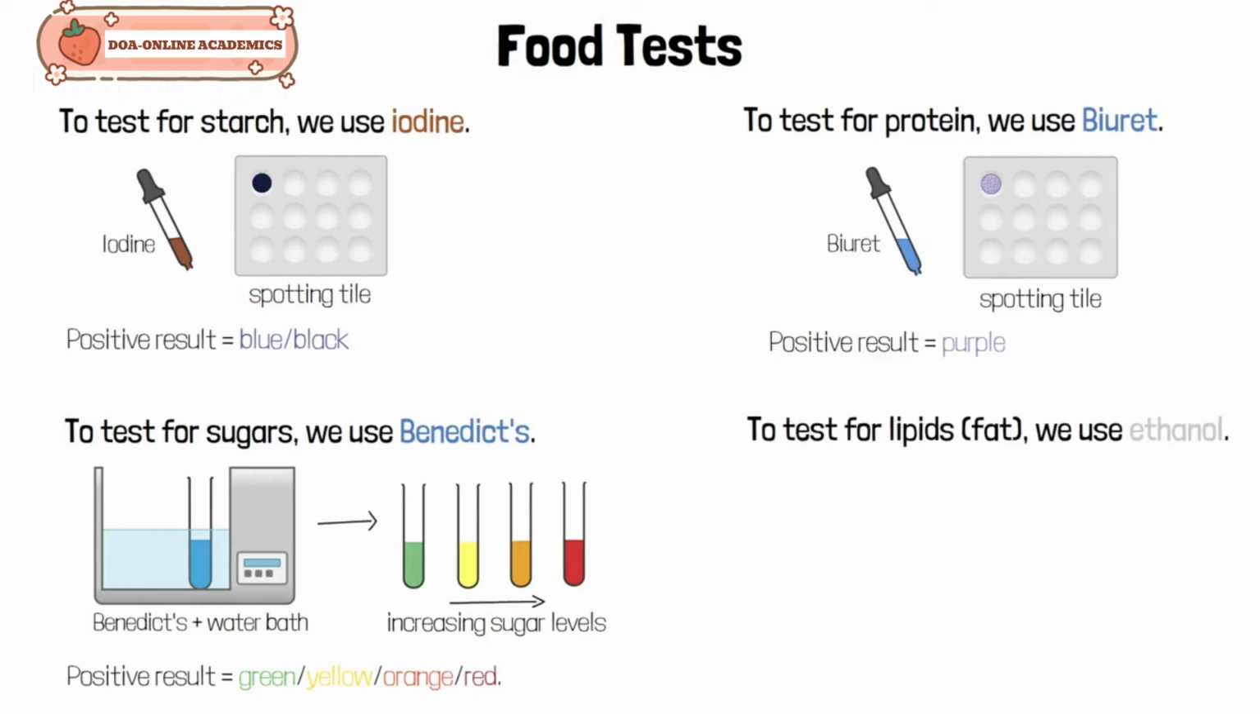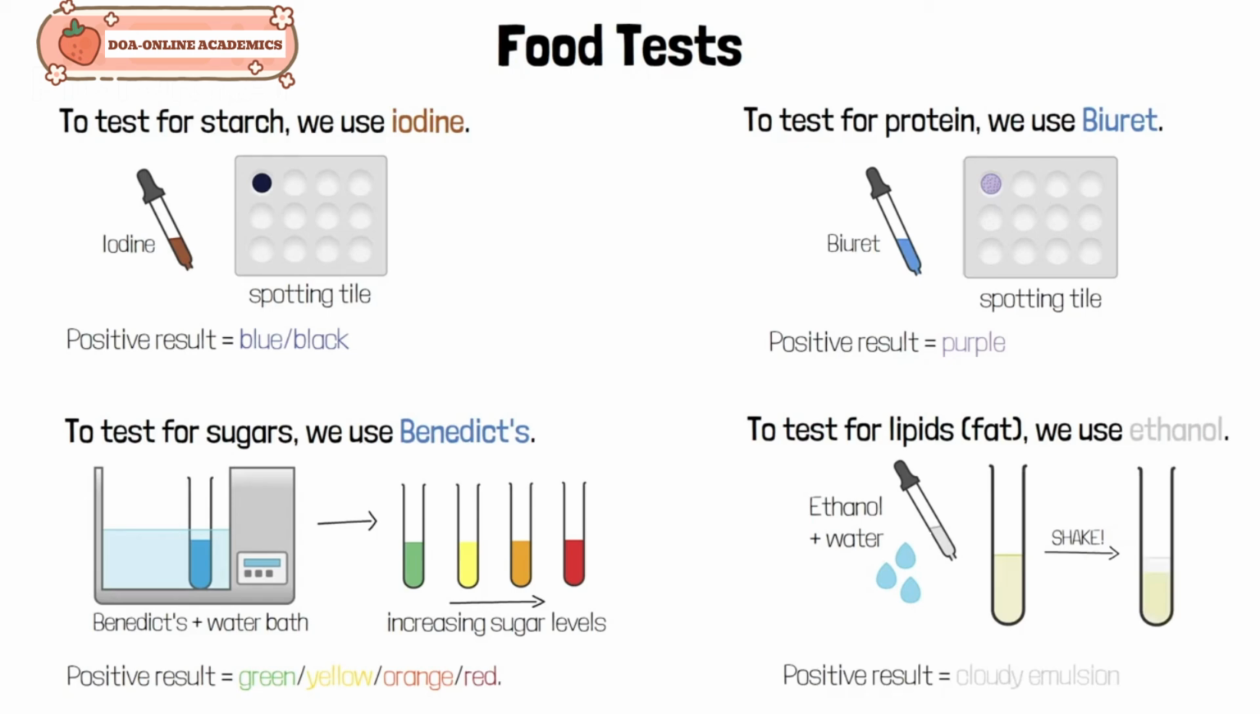To test for lipids, we use ethanol, which is a colorless liquid, alongside a volume of water and a gentle shake. A positive result for lipids is a white, cloudy or fatty layer forming known as emulsion. With a negative result, no emulsion forms.